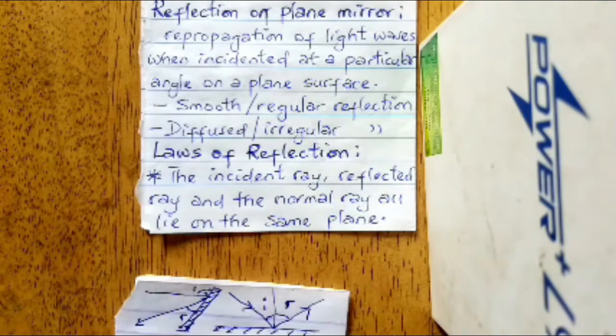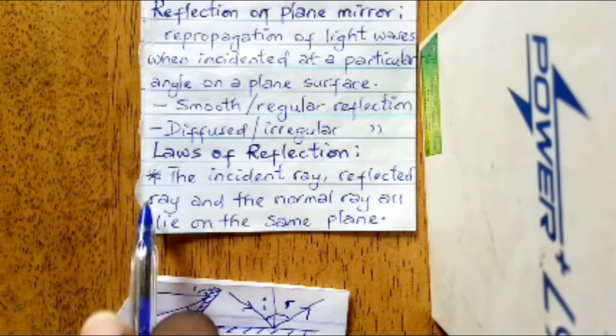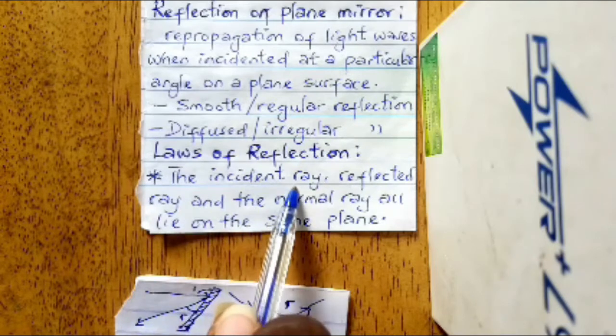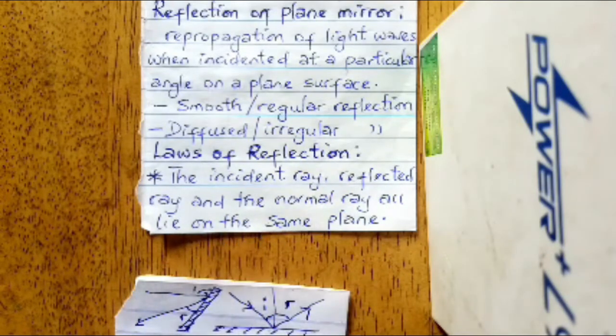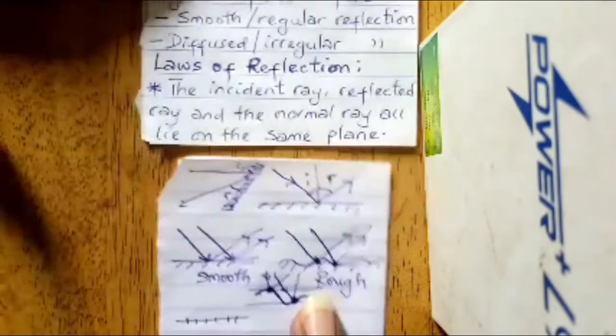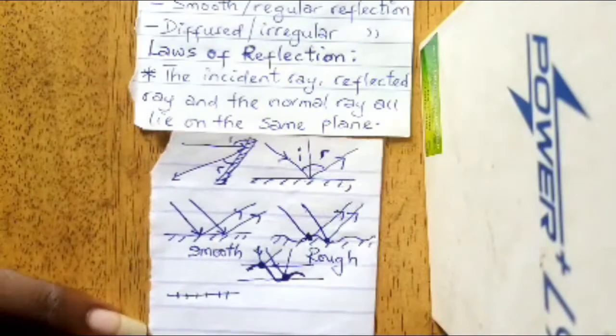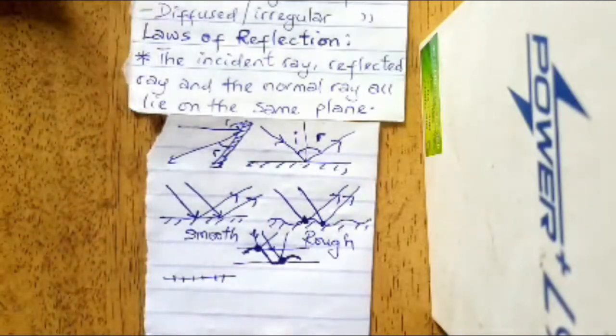Now we have laws of reflection. We have laws that guide the reflection of light waves on surfaces. So basically, we have two laws associated with reflection. The first law states that the incident ray, reflected ray, and the normal ray all lie on the same plane. And this is an example which I have done here. So we draw for us to see.